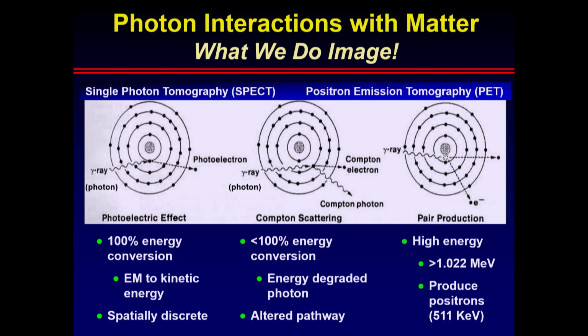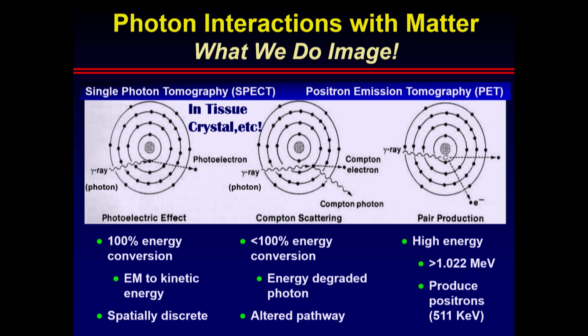So then let's talk about what we do image. And what we do image are photoelectric effects, Compton scattering, and positron emissions. And so in single photon tomography, in SPECT imaging, we look at interactions in tissue, which is obviously the body, and we look at interactions within the crystal itself. And within the crystal itself, what we really want to see is what we call photoelectric effect, where we have 100% conversion of a photon into light energy. Okay, and that's what allows us to see something and count something in a crystal.